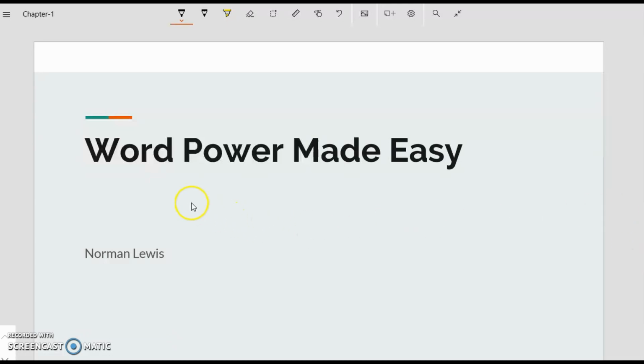So this is a tutorial of Word Power Made Easy. Word Power Made Easy is a book written by Norman Lewis. It's not just a book, it's a weapon, a means, a source to build up superior vocabulary. It's a complete handbook for building a superior vocabulary.